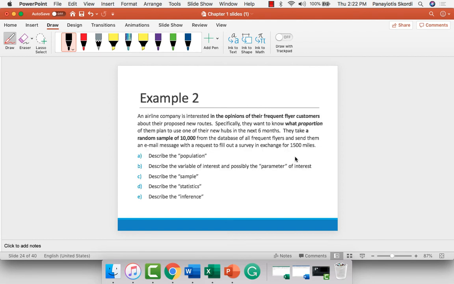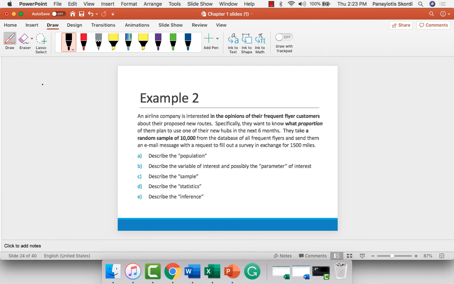And let's look at example number 2. Example number 2 says an airline company is interested in the opinions of their frequent flyer customers about their proposed new routes. Specifically, they want to know what proportion of them plan to use one of their new hubs in the next 6 months. They take a random sample of 10,000 from the database of all frequent flyers and send them an email message with a request to fill out a survey in exchange for 1,500 miles.